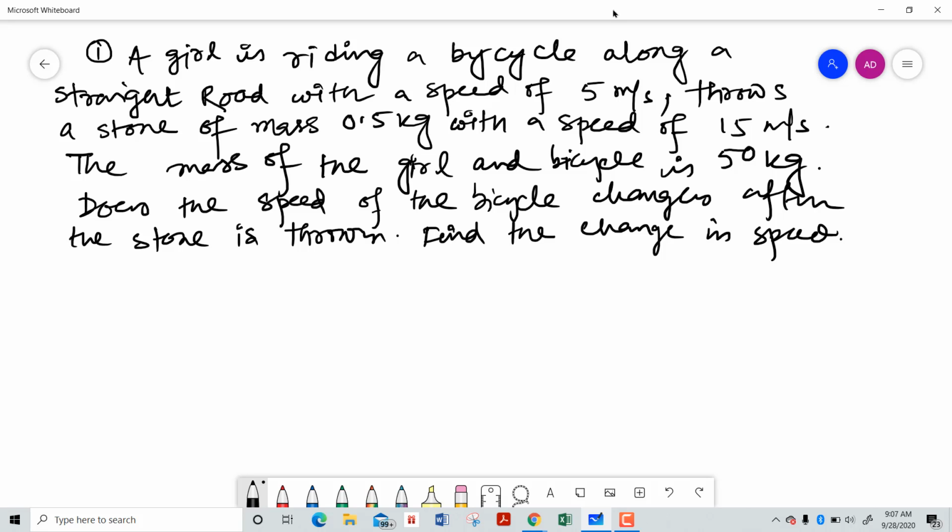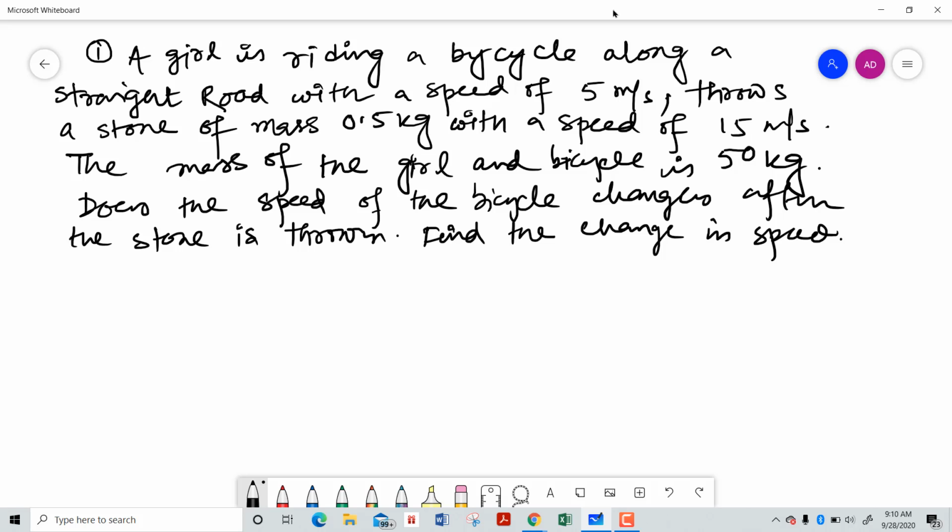Suppose you are riding a bicycle and you are throwing a stone with a speed of 15 meters per second. After you have thrown that stone, what is the change in your speed? Just think about it. It's very relevant and it's a very easy question. You guys can do it easily.